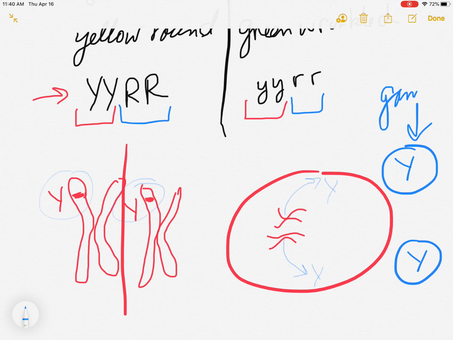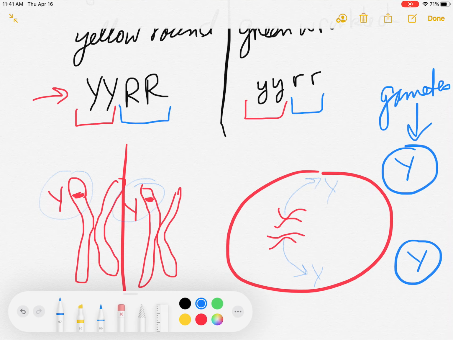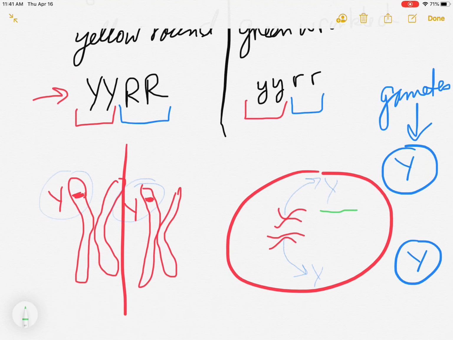But look at, no matter how you slice it, these gametes, these are the gametes, these are the sperm and egg cells that are formed. They're always going to have capital Ys. How else can you get anything else? Because that's all you have are capital Ys when you pull them apart. So, understanding that process, we can apply that to the two capital Ys.